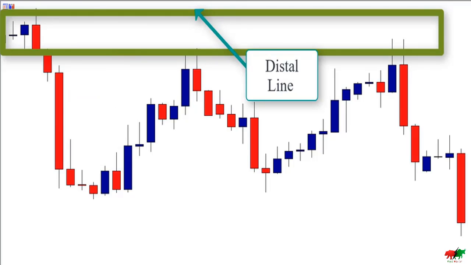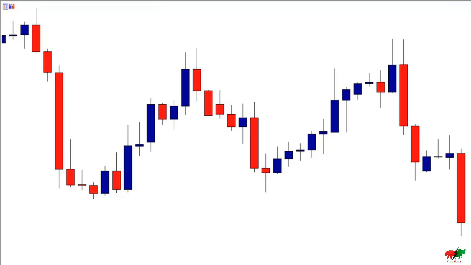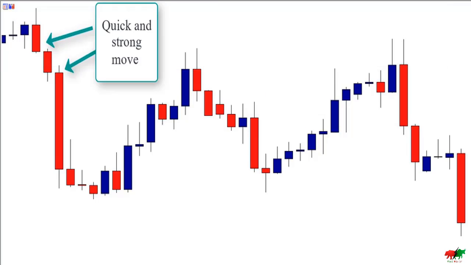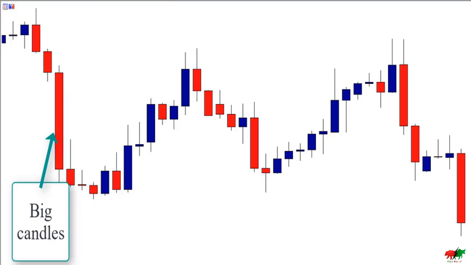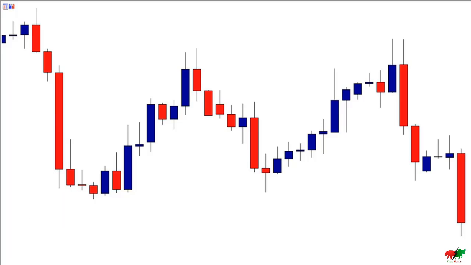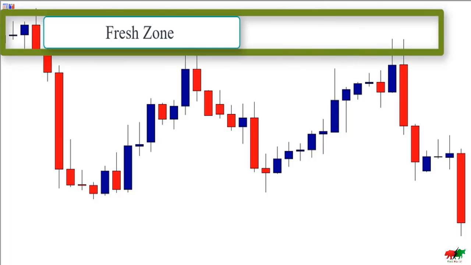Now let's evaluate the strength of the move. As you can see, the market didn't spend much time before this move down. The size of candles is big, so the move is quick and strong. Alright? Now let's evaluate the freshness of the zone. This is a fresh zone because it has not yet been tested, so it is a very strong zone.